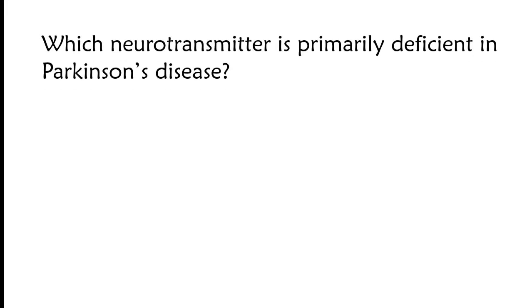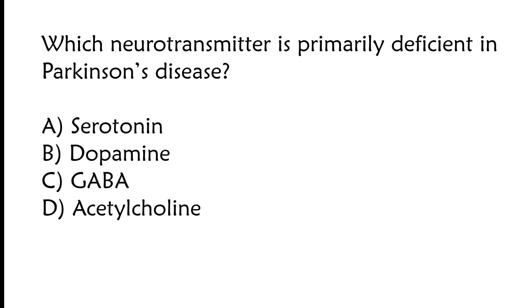Which neurotransmitter is primarily deficient in Parkinson disease? Serotonin, dopamine, GABA, acetylcholine. The correct answer is option B. Dopamine is primarily deficient in Parkinson disease.